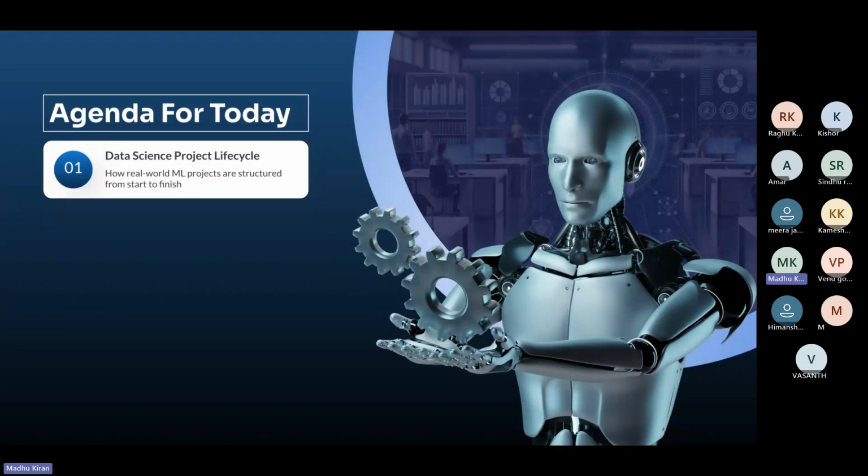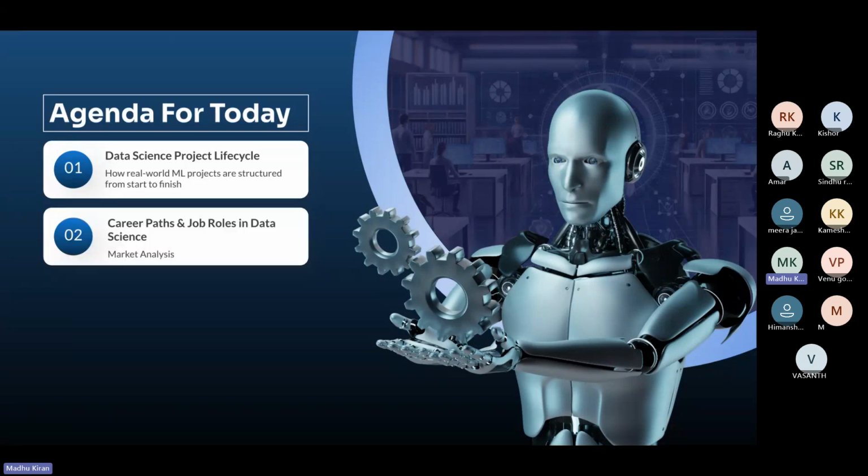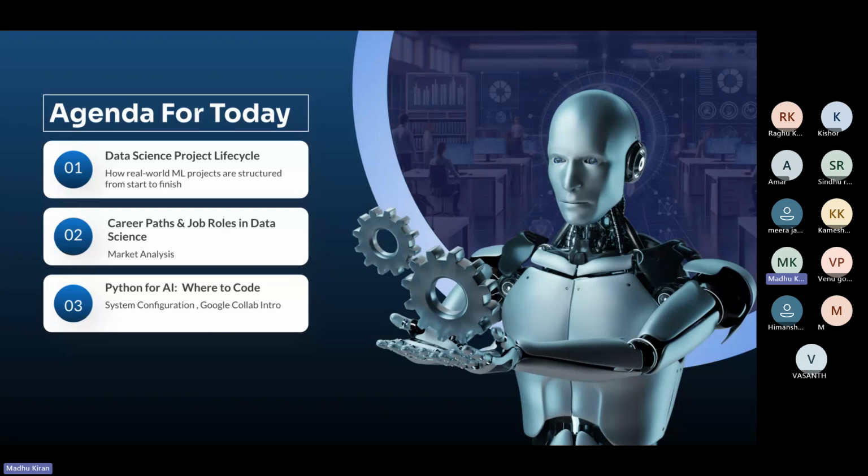Then we'll discuss career paths and job roles in data science. There are different roles like data analyst, ML engineer, AI engineer. This part is important because you should know exactly where you fit in and which role suits your background. After that, we'll come down to Python for AI. Someone asked about system configuration yesterday, I'll show you that. Then a Google Colab introduction.